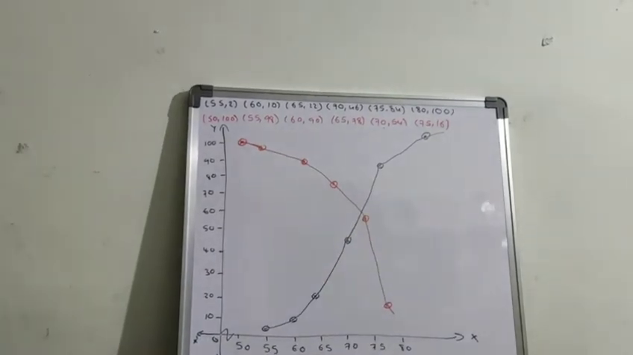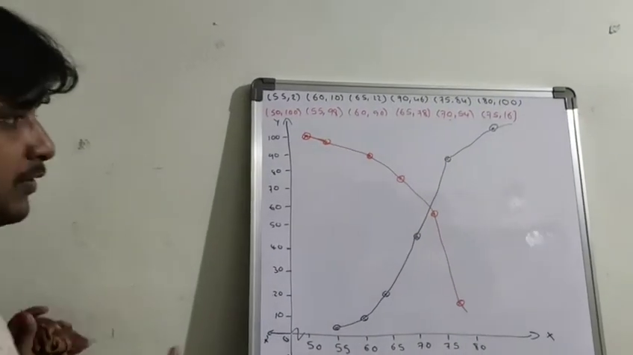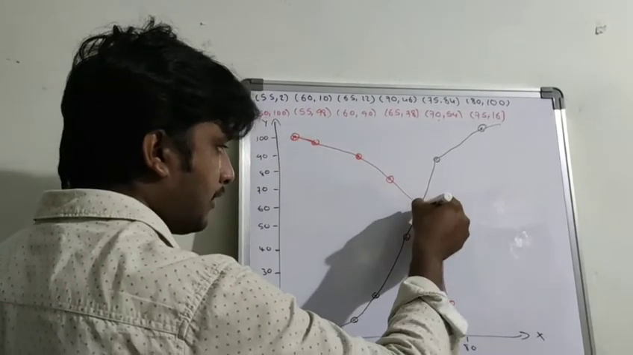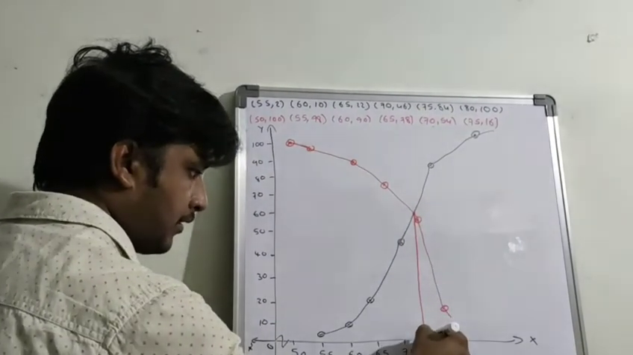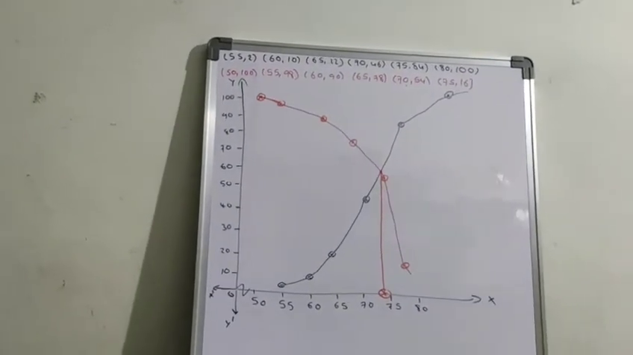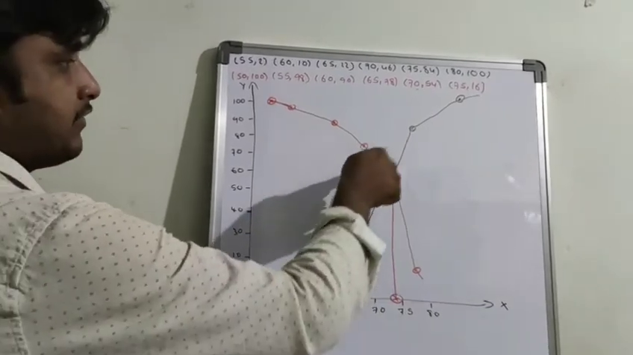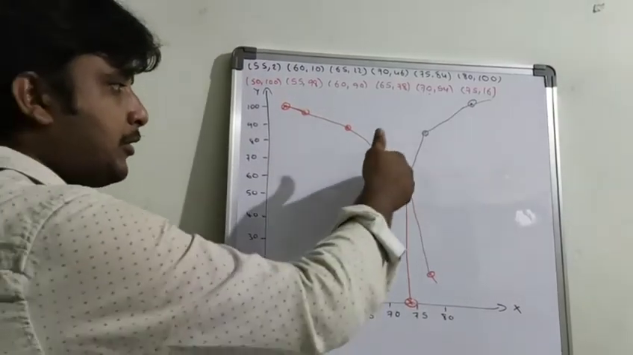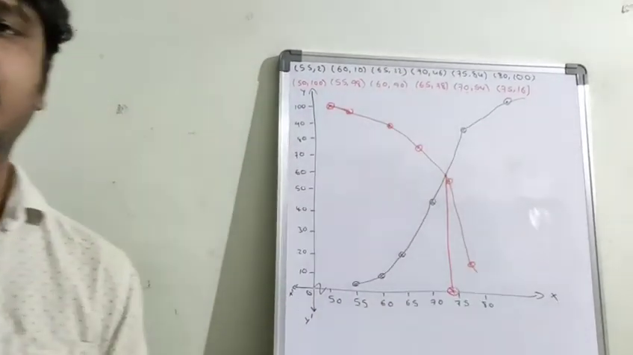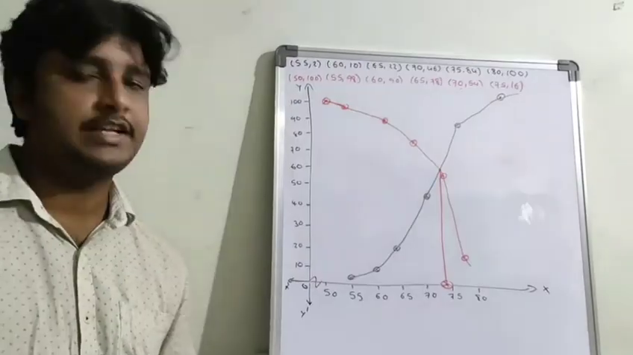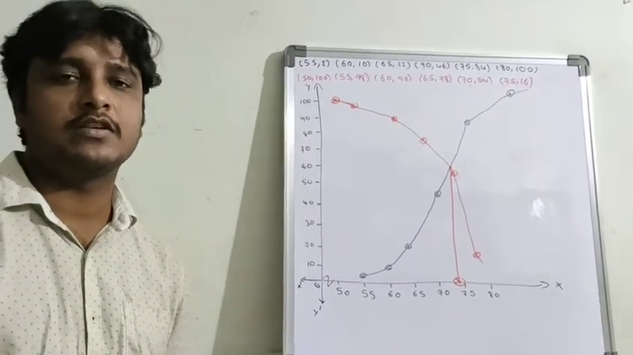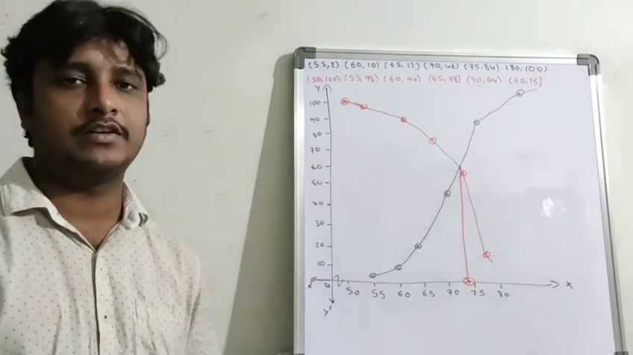Yes. Now what is the median? So from the point of intersection, draw one perpendicular line. Wherever it touches the x-axis, that value will become the median. So from the point of intersection of both the ogive curves, you have to draw one perpendicular line to the x-axis. Whatever the value it meets on the x-axis, that is the median. So this is the way you have to identify the median by using both the ogives.